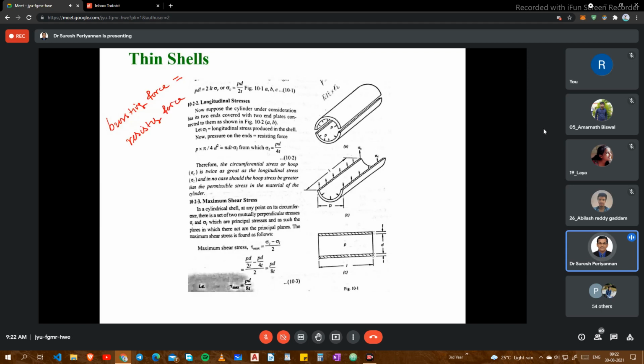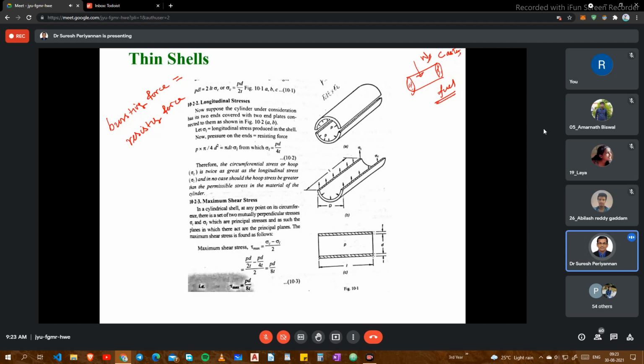The bursting force arises when you have a thin cylindrical shell or closed tank and you are filling different types of fluid. When you are filling water, the internal pressure developed by the water in the circumference is different compared to other fluids, for example castor oil. Whatever you fill, the fluid property is different.